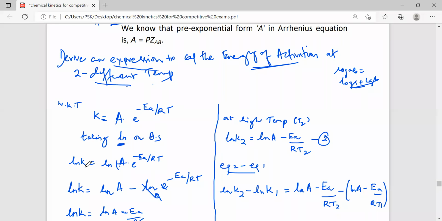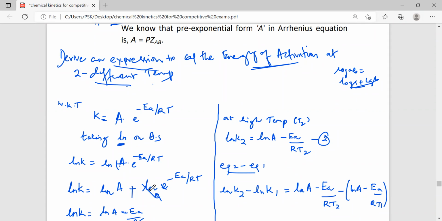When we take natural log on both the sides, we can write natural log of K is equal to natural log of A into e to the power minus EA by RT. Now, log AB can be written as log A plus log B. Sorry, I made a mistake here. This is log A plus log B. So natural log of A plus natural log of e to the power minus EA by RT.